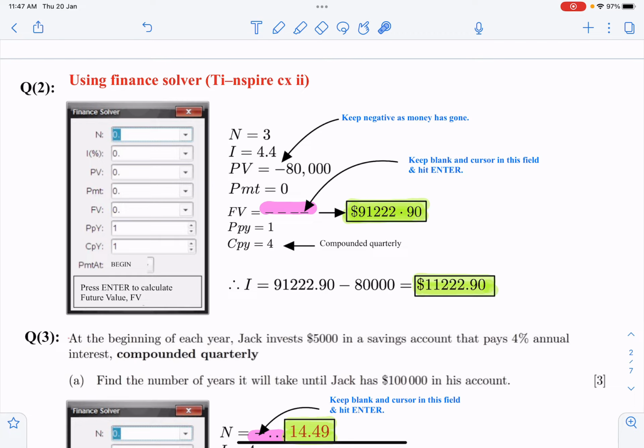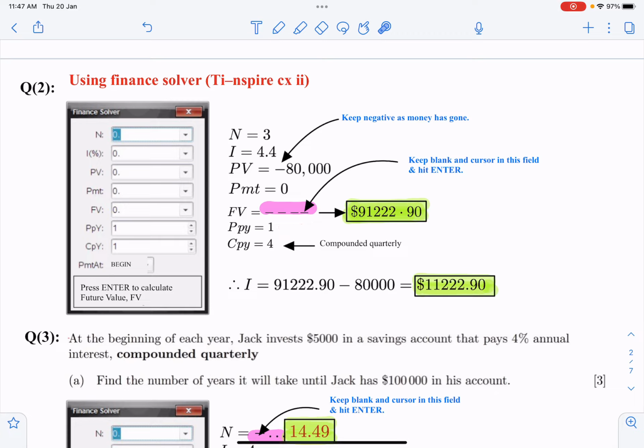Now remember that in financial solver we don't multiply N and we don't divide I. Okay. Instead of that, what we do, we just change CPY. CPY means compounding period per year. So compounding period per year is 4. Okay. And PPY is how many times it is paid. So it is paid one time only.